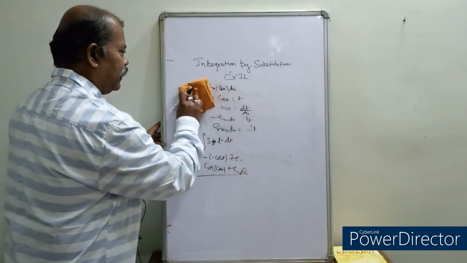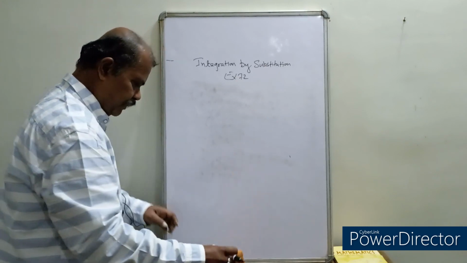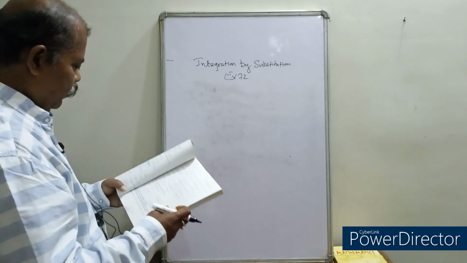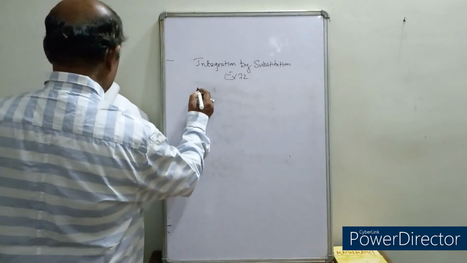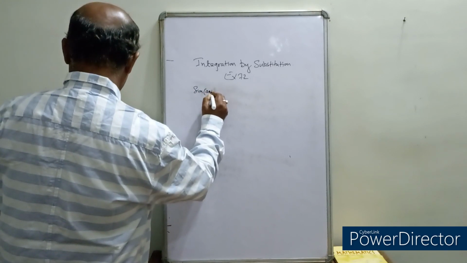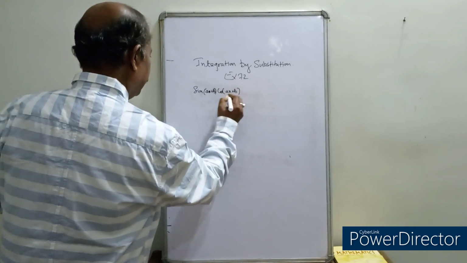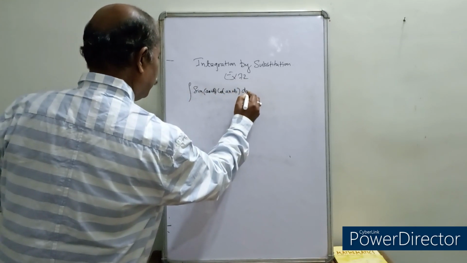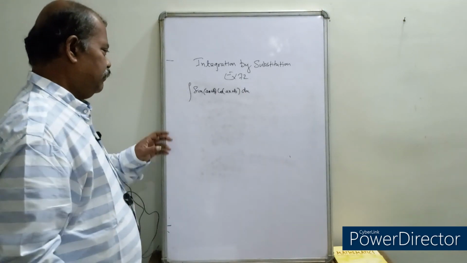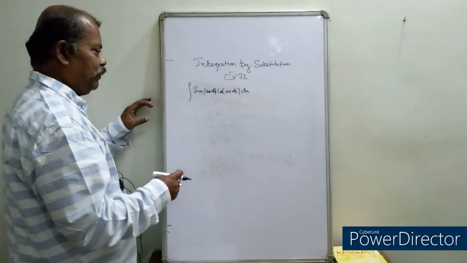Now I am going to the next question. That is question number 5. Your question number 5 is integration of sin(ax plus b) into cos(ax plus b). Now here what I am going to do, I am going to minimize this big question. How I am going to minimize it?